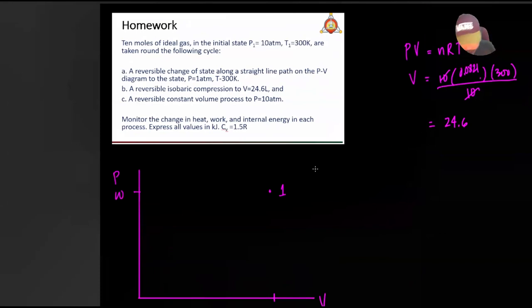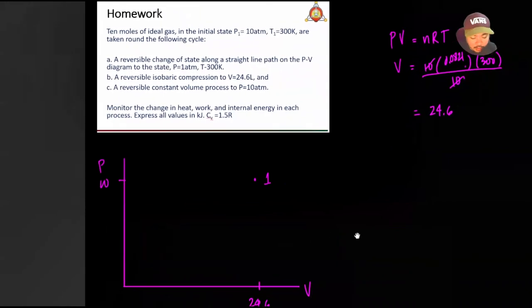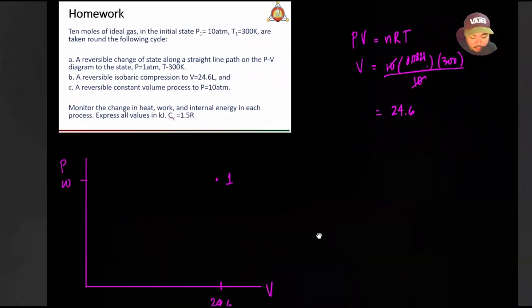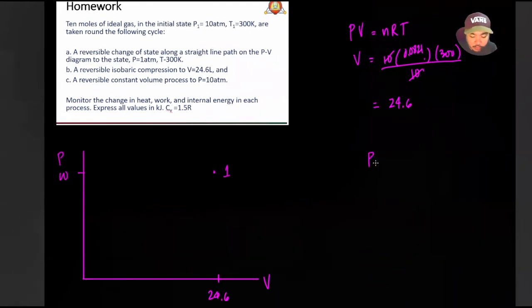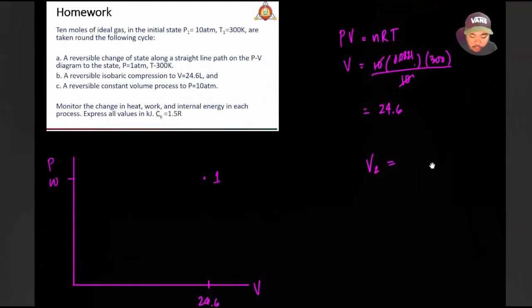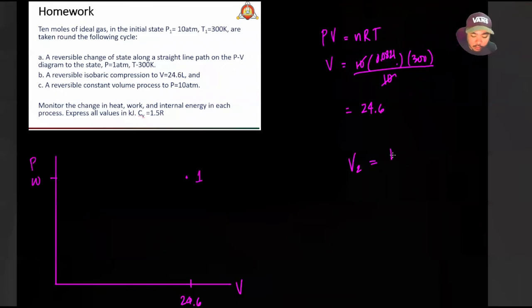Okay? So the first path daw, itong path A, is a reversible change of state along a straight line path moving to state 2, which is 1 atmosphere and 300 Kelvin naman. So, pag ganun, kailangan natin compute muna yung V2. So we need to compute for V2, and V2 is equal to, gagamitin natin yung ideal gas equation ulit. So we have n, that's 10 moles.